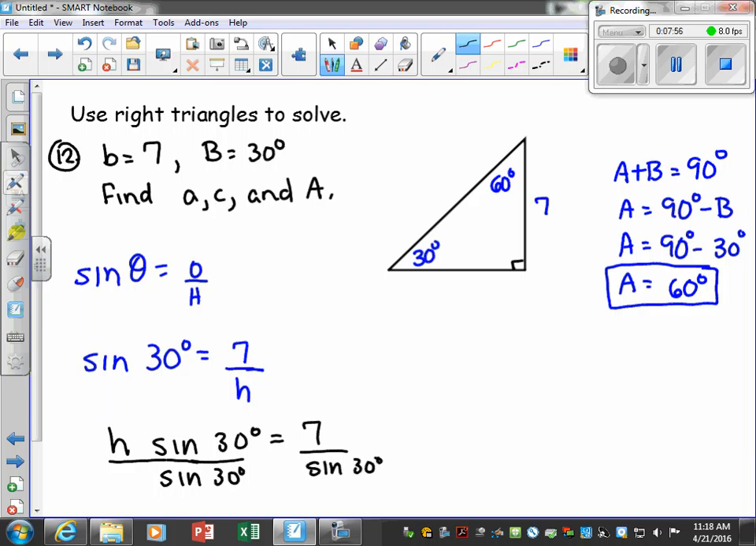Sine of 30 degrees. Okay. Now go ahead and calculate this and tell me what you get. And that should be 14. So hypotenuse is 14. Let me put this answer. Actually, I'll put hypotenuse equals 14. So h equals 14 units, whatever the units would be declared.